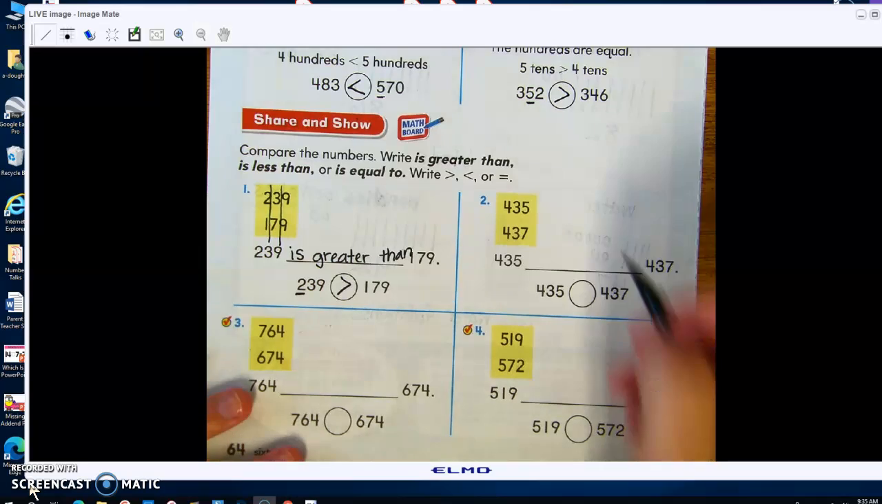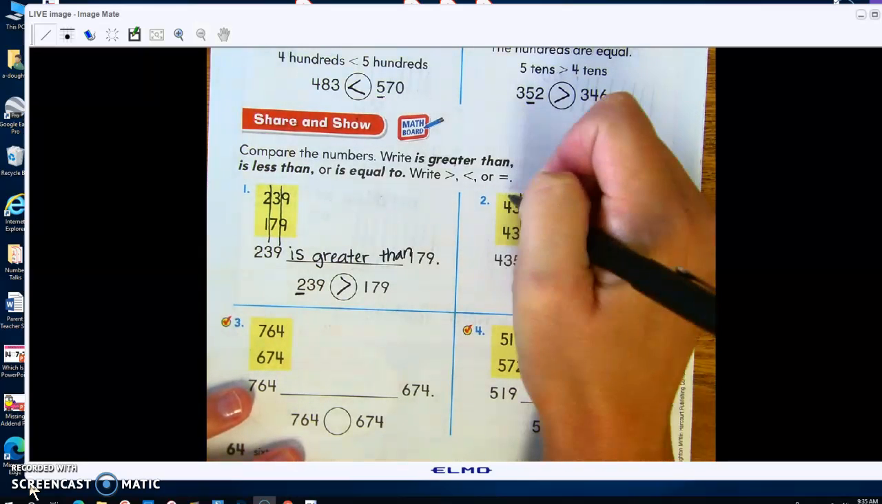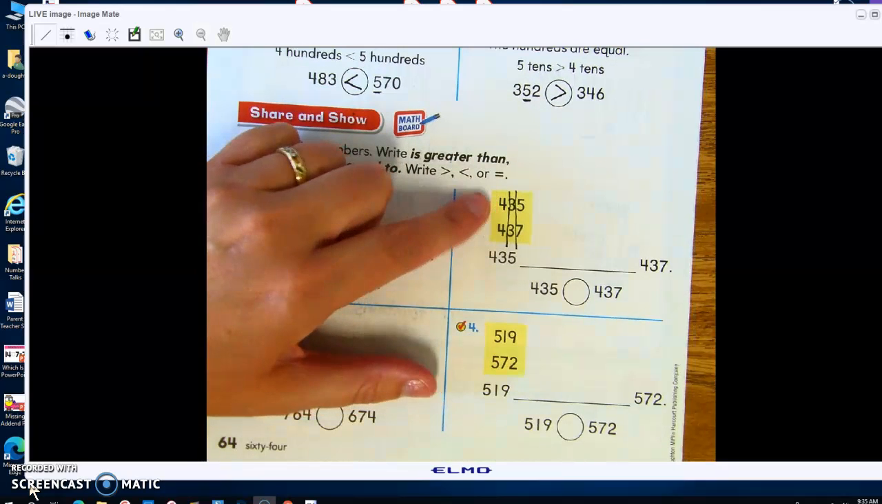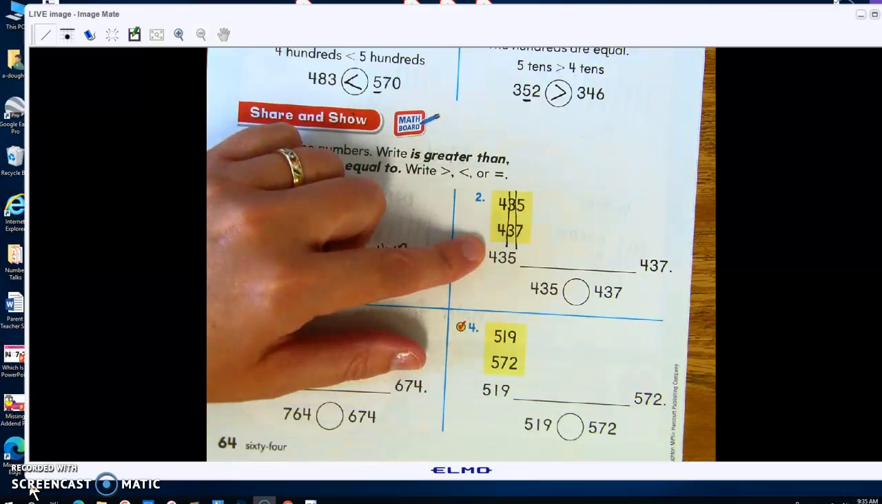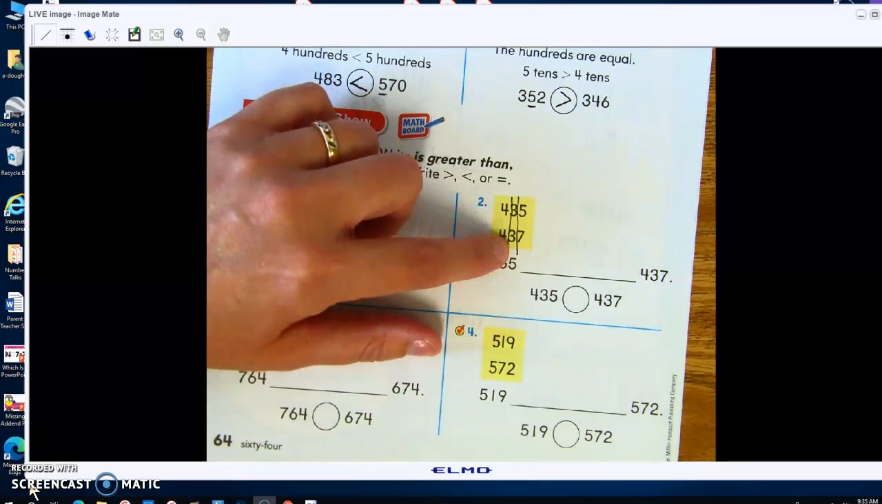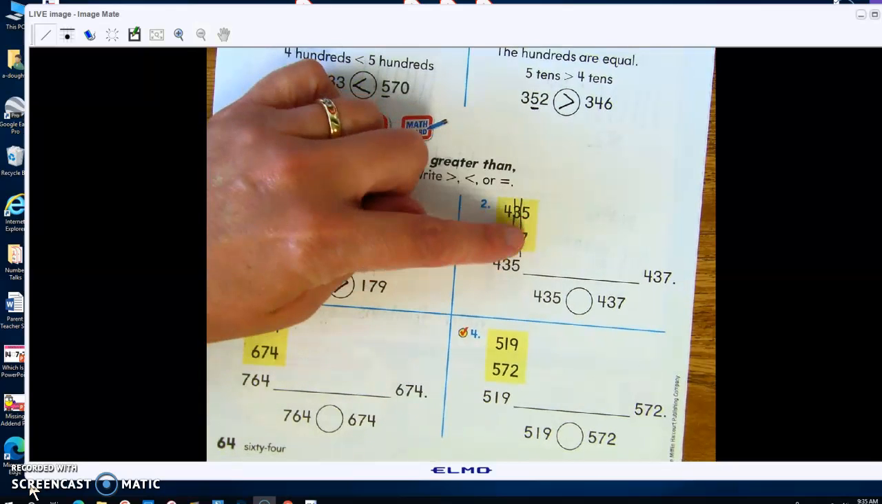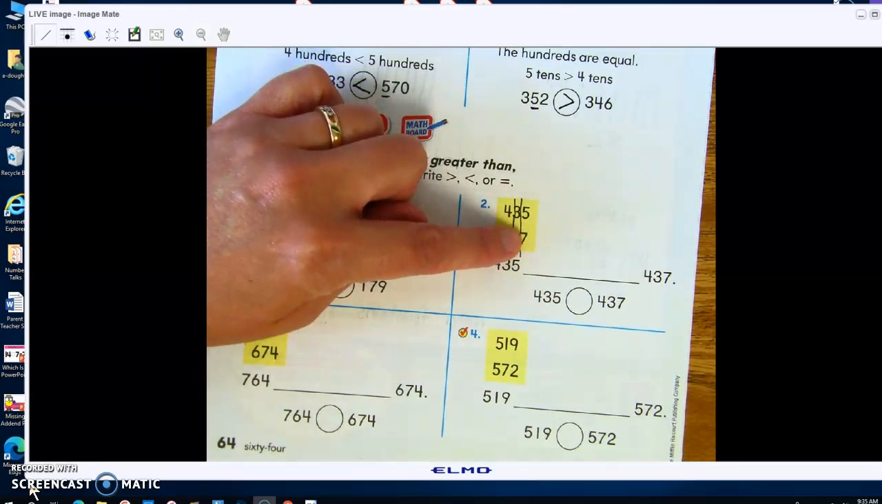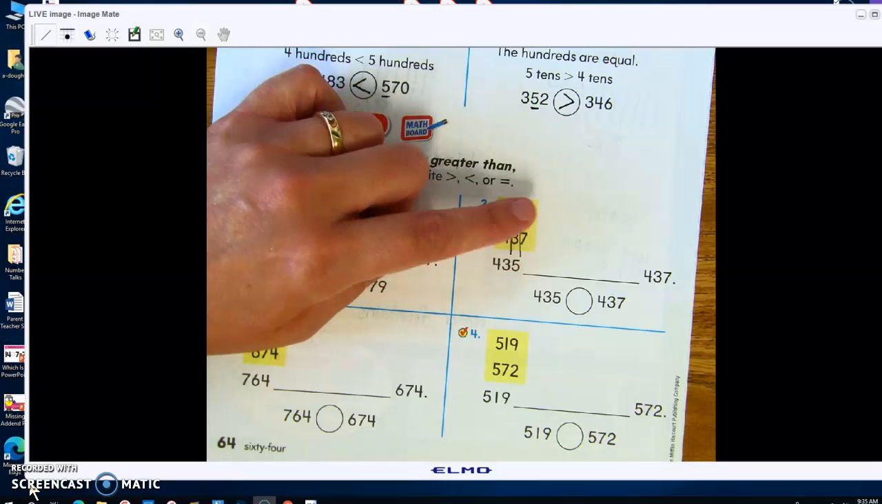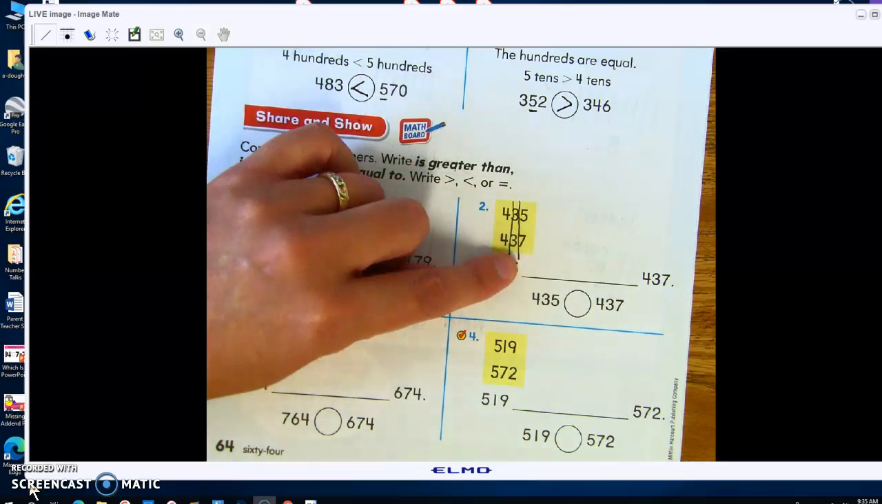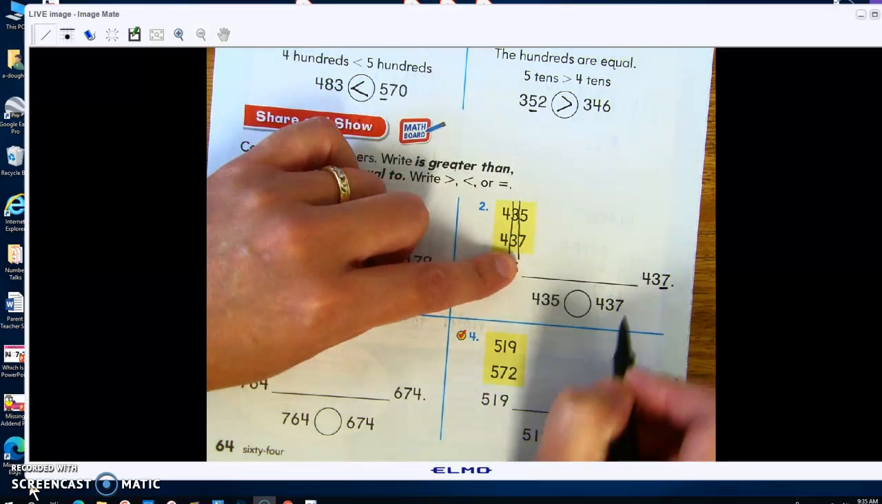I said if it helps you, you can draw the line so you can see where the hundreds, tens, and ones are. And we start with the hundreds. So we're looking at the 4 and the 4. Can we tell by the hundreds? No. Let's look now at the tens. 3 and 3. Can I tell by the tens? No. 5 and 7. Can I tell by those? Yes. So which of the ones is the biggest? The 5 or the 7? The 7. So my 7, let's underline the 7 ones right there.